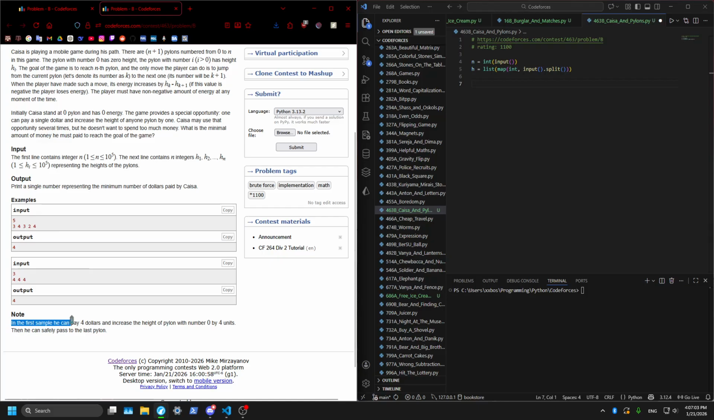What? In the first sample, I can pay $4. It initially stands at pylon 0 and has 0 energy. Minimum dollars paid by Kaisa to win.